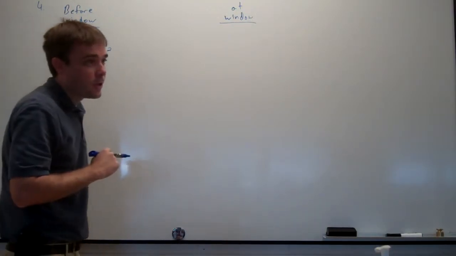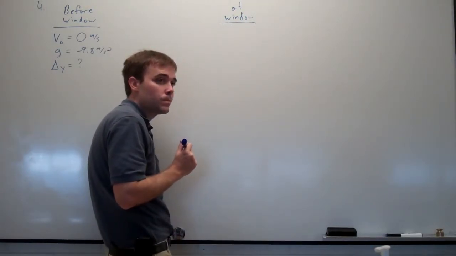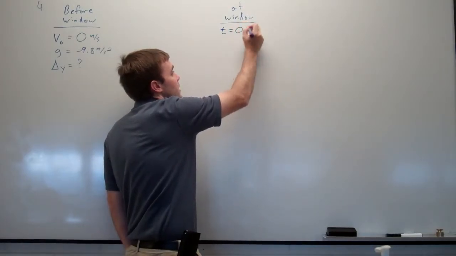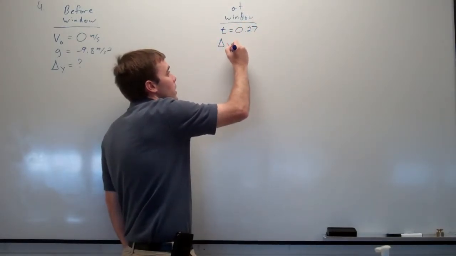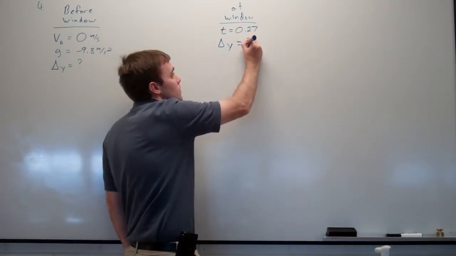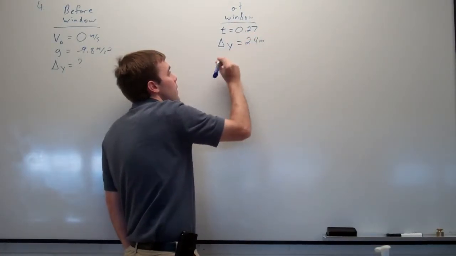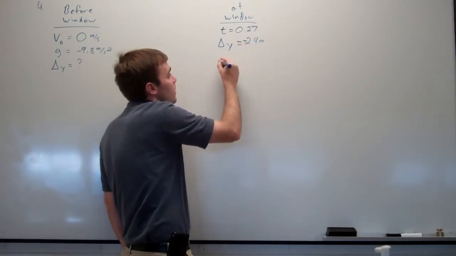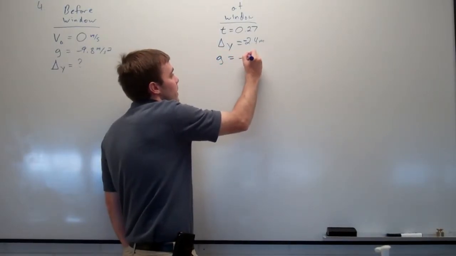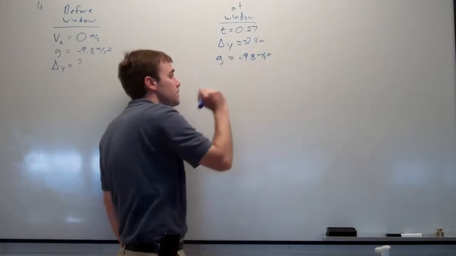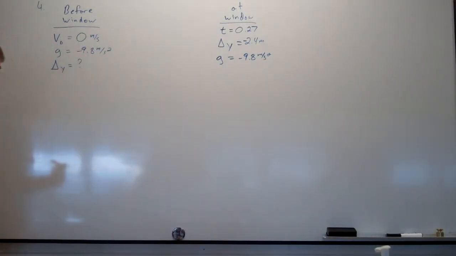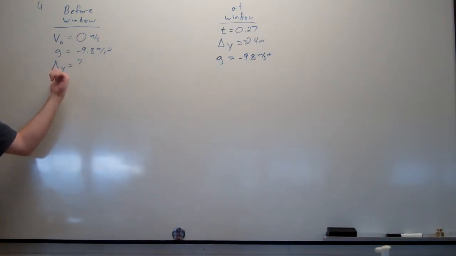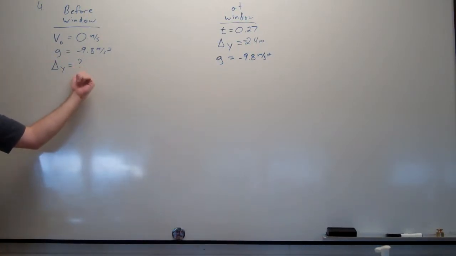What about at the window? What do we know? What's our time? 0.27 seconds. We know delta y is what? 2.4. Is that positive or negative? Negative, because it fell that far. And we know g is equal to negative 9.8 meters per second squared. Okay. So we can solve for stuff with the at the window part, but we can't solve for anything before the window. And that's what we need.